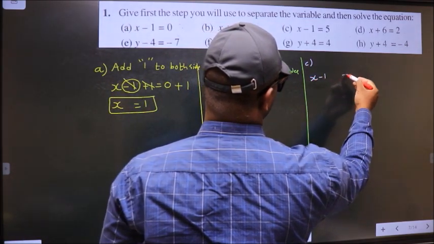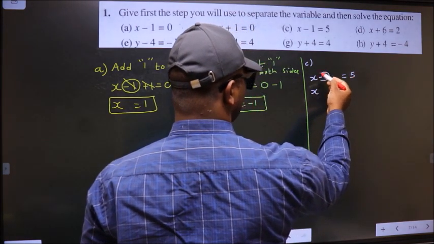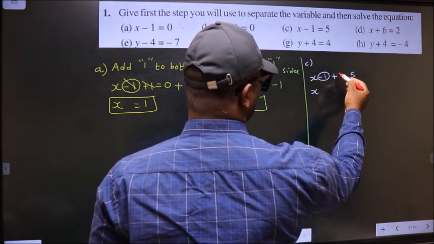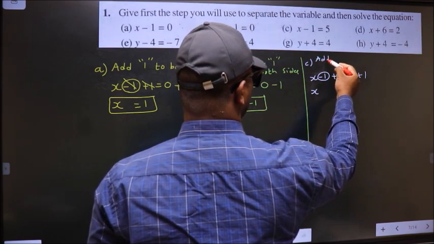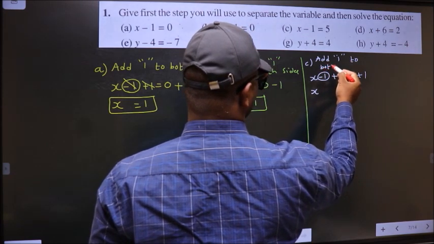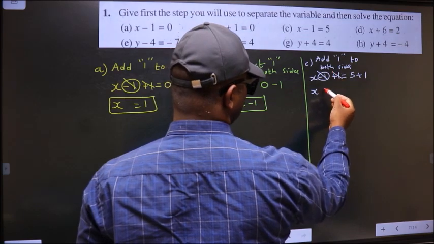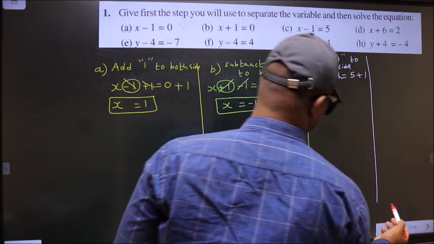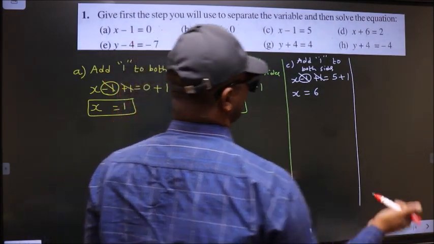x minus 1 equal to 5. Now to get x, we should remove minus 1 from here. To remove minus 1, you add 1 on both sides. So step is add 1 to both sides. Now minus 1 plus 1 cancel out, x equal to 5 plus 1, 6. Next, D.